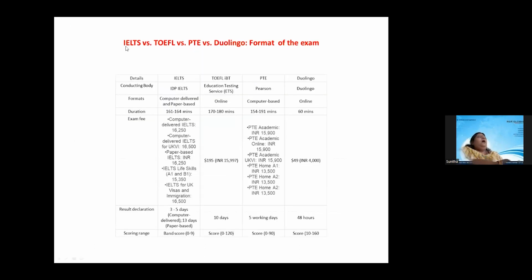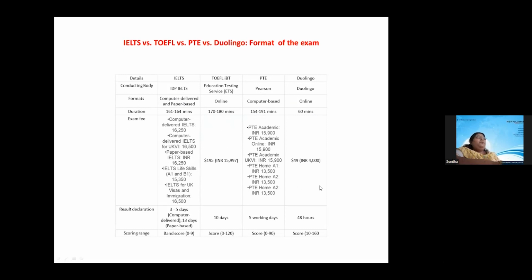So we are suggesting that students can even take TOEFL, PTE, or Duolingo, and these are the exam formats. IELTS is conducted by IDP, TOEFL is conducted by Educational Testing Service, that is ETS, PTE is conducted by Pearson, and Duolingo is conducted by Duolingo. For formats, IELTS has both computer delivered and paper based, TOEFL iBT is online, PTE is computer based, and Duolingo is online. The duration for IELTS is 161 to 164 minutes, TOEFL iBT is 170 to 180 minutes, PTE is 144 to 191 minutes, and Duolingo is just 1 hour.